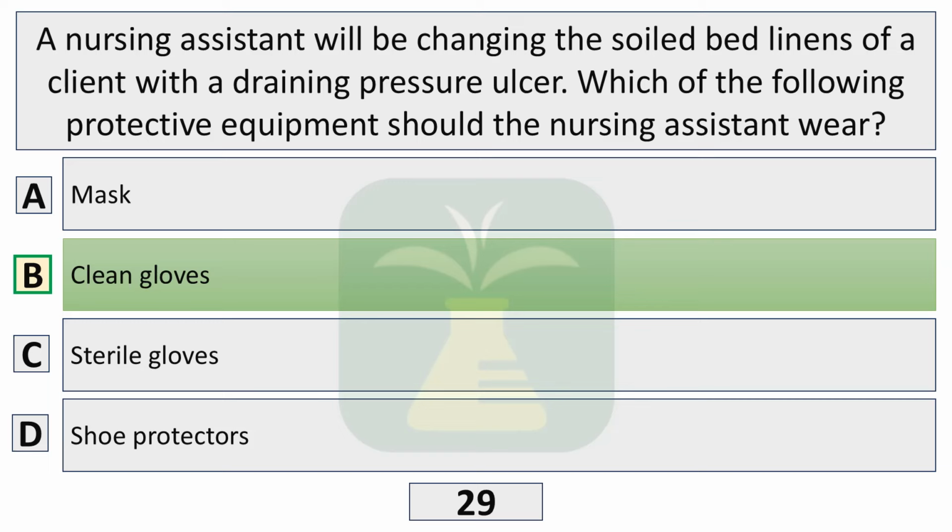Correct answer. B. Clean gloves. Clean gloves protect the hands and wrists from microorganisms in the linens. Sterile gloves allow one to touch a sterile object or area without contaminating it. A mask protects the wearer and client from droplet nuclei and large particle aerosols. Shoe protectors prevent static and microorganism transmission from the floor of one room to another.